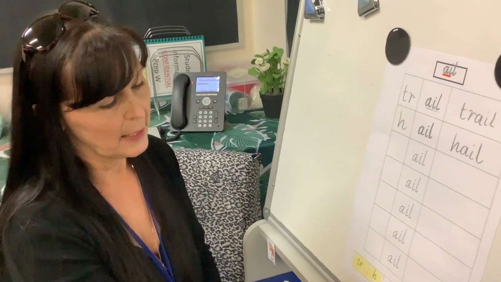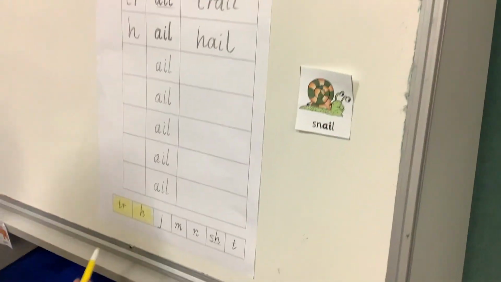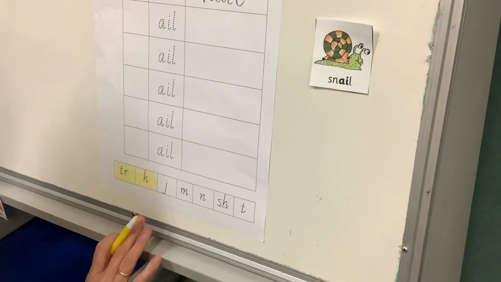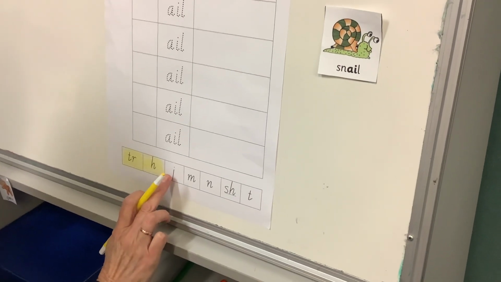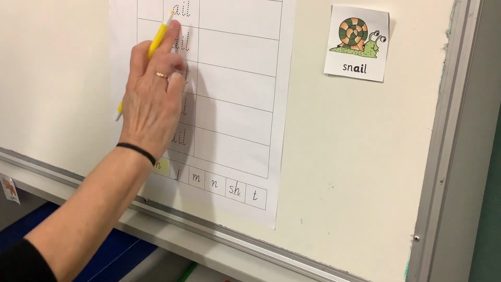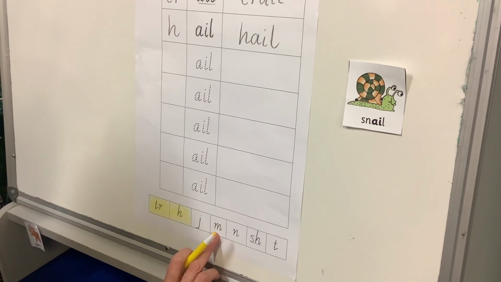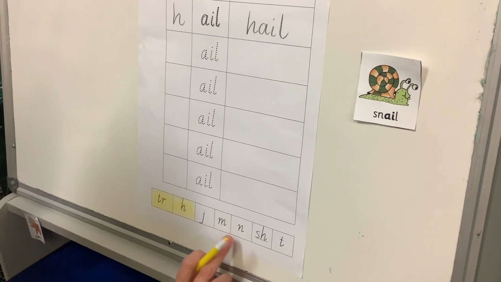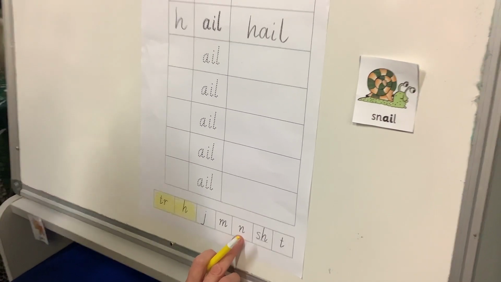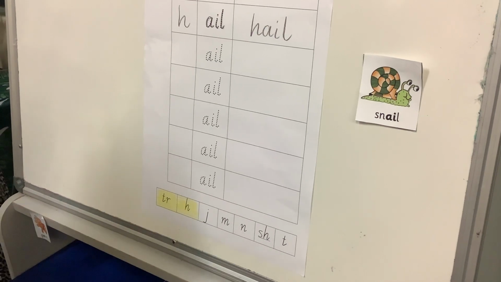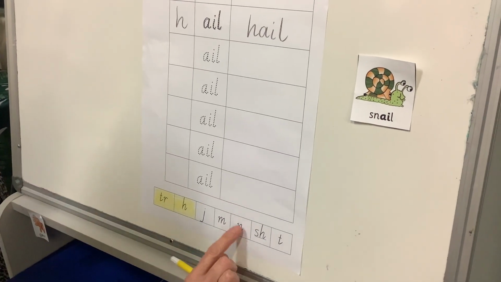Now down the bottom here, I'll just go through and show you what some of the other sounds are. We have J, with AL we'll make jail. We have M, with AL we'll make mail, so when you get letters. Now nail, there's two. There's nail as in your fingernail, and then there's the nail that you can hit with a hammer.